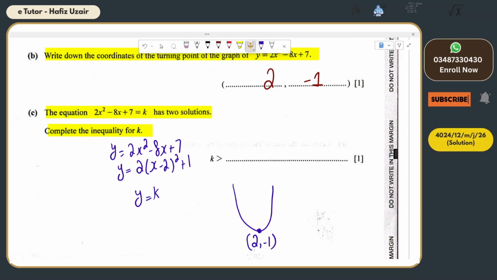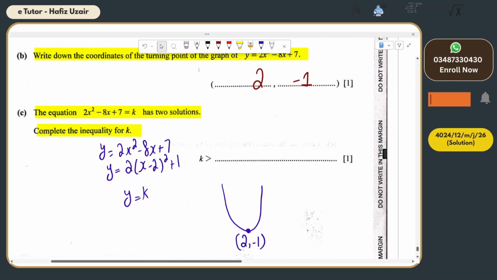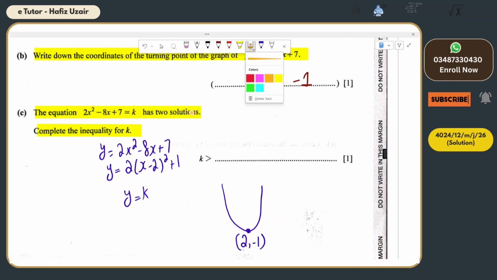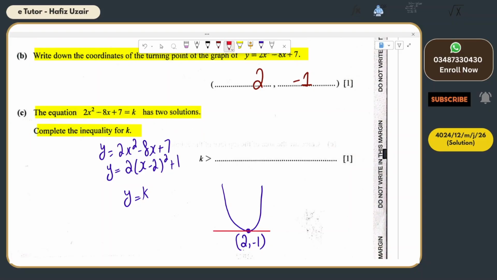Okay, so this equation has two solutions. That means we need the value of k so that it has two solutions. Two solutions mean that the line must touch the curve at 2 points. So if I draw a line over here, what is the equation of this line? y is equal to minus 1. All right, this is a horizontal line, so y equals minus 1. So we can say for this line k is equal to minus 1.